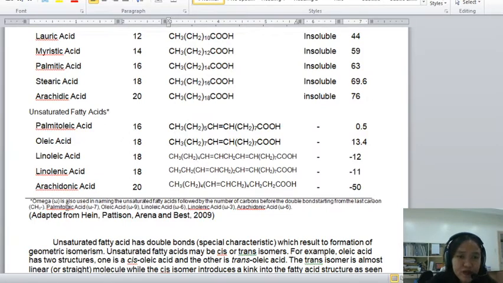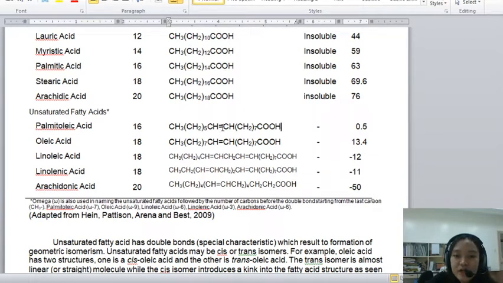So, you have palmitoleic acid. You call this as omega-7, okay? Or yung W7, or W dyan na sign or symbol that means omega. So, you read palmitoleic acid as omega-7. Why omega-7? Let's look at the condensed structural formula of your palmitoleic acid. Always look, class, no?